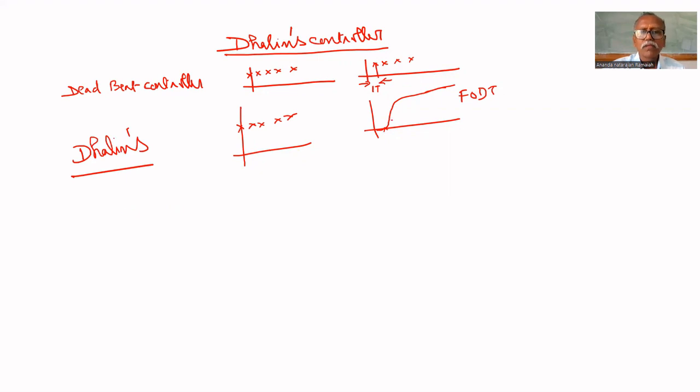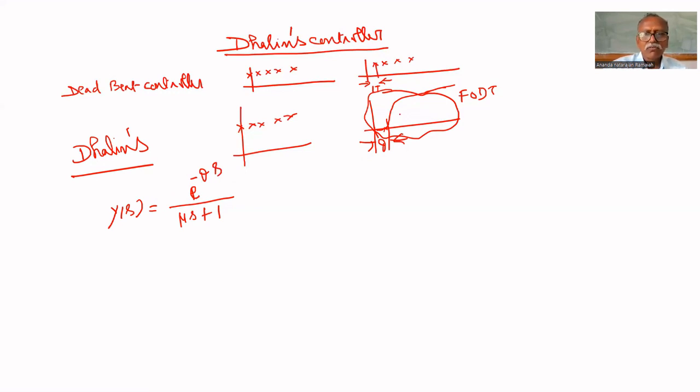Therefore, the response Y of s equal to, what is the transfer function for this? 1 upon mu s plus 1, where mu is the time constant. That is the response, and it has a delay of theta. A delay of theta is there. That's why we can put e power minus theta s.